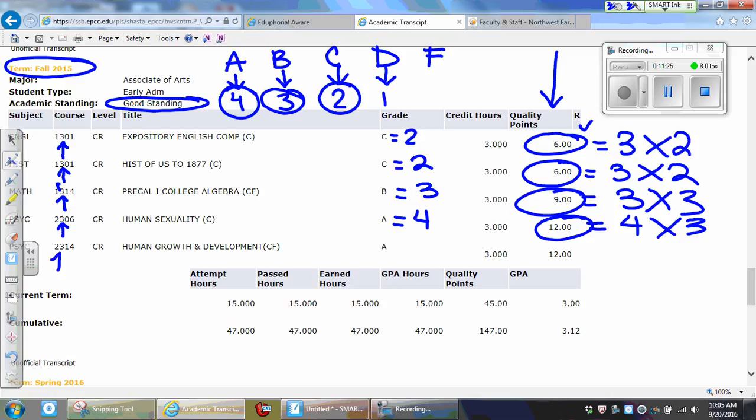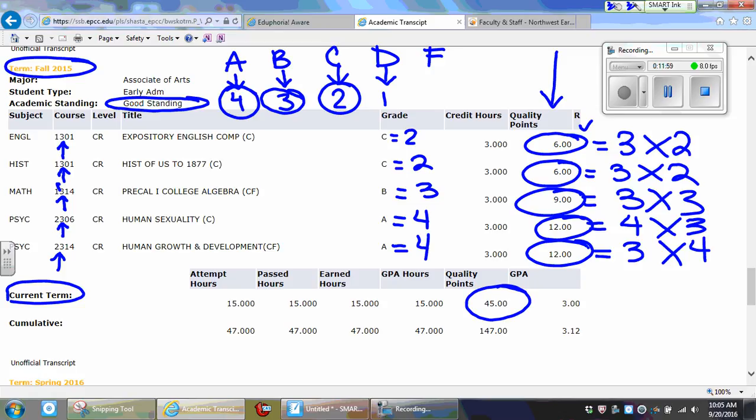And the final class, Human Growth and Development, is a 3-credit class. And the quality points for getting an A is 4. And that's how they got 12. Now, if you add all of these numbers, 12 plus 12, that would be 24, plus 6 is 30, plus 6 is 36, plus 9, that is 45. So you can see that 45 here, and this is per semester. So this is the current term. This is only for her semester.